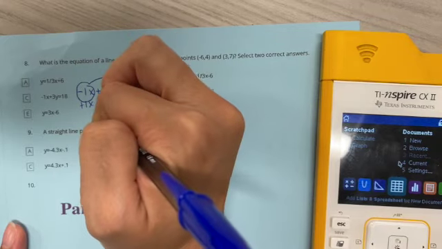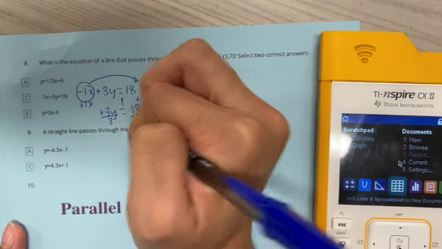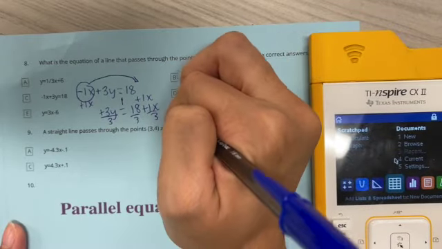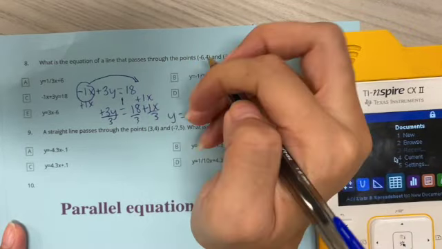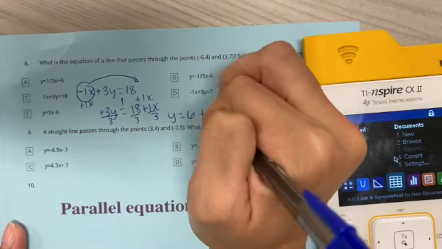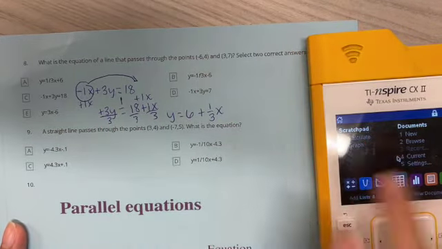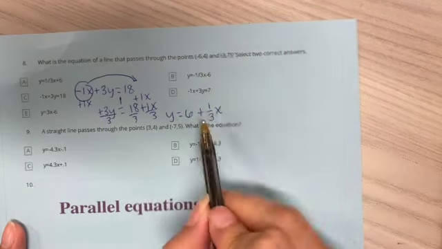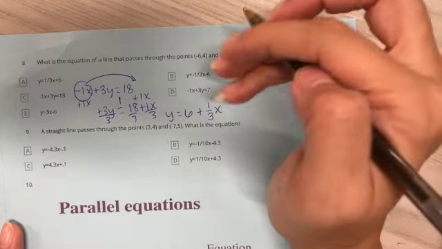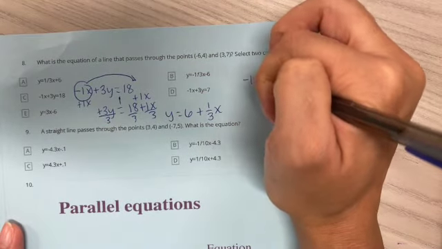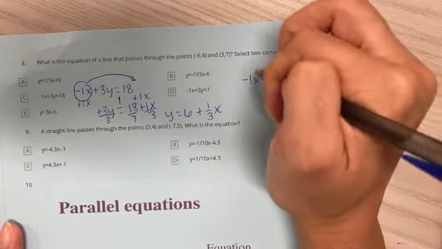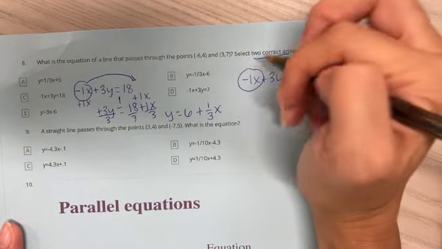So then we divide everything by 3, 3, 3. And I'm gonna kind of scooch over. So y equals 18 divided by 3 is 6. 1 divided by 3 is 1/3 with an x. Which this and this one match. So that could be our answer, but let's just double check because we could have multiple. And it says select 2.